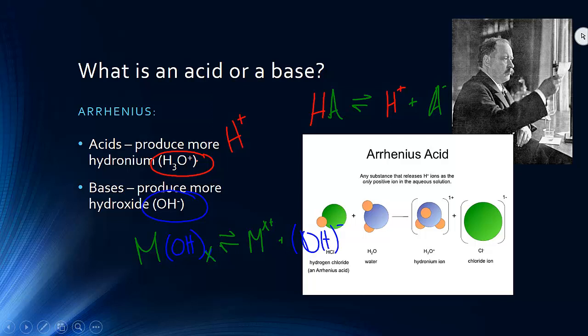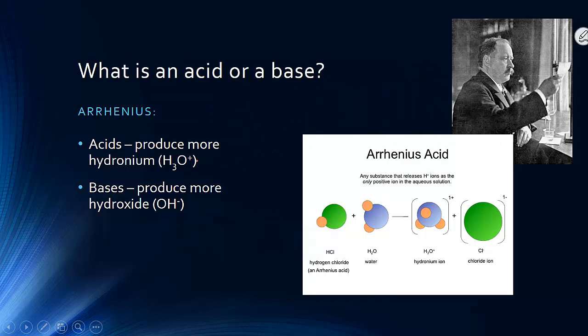Now, this definition, or this explanation, was given to us by a man by the name of Arrhenius, the same person who calculated activation energy. In the next unit, when we talk about thermodynamics and you calculate activation energy, we'll talk about Arrhenius' equations. But Arrhenius was really interested in acids and bases and how they dissociate.